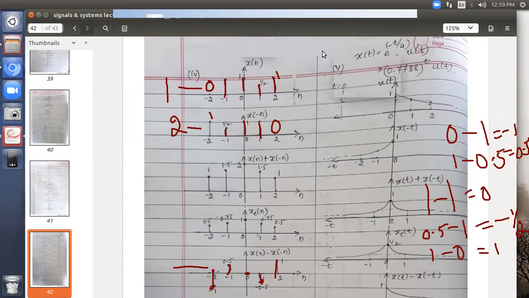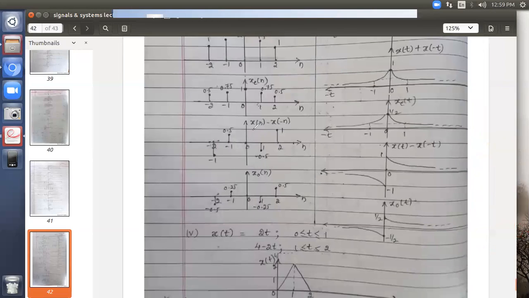Compared to continuous time signals, operations on discrete time signals are a bit easier. After I subtract, I have to divide the amplitude by half. So just divide all the amplitude values by half. So 1 will become 0.5, 0.5 will become 0.25, 1 will become 0.5. This is how we get the odd part of the given signal.